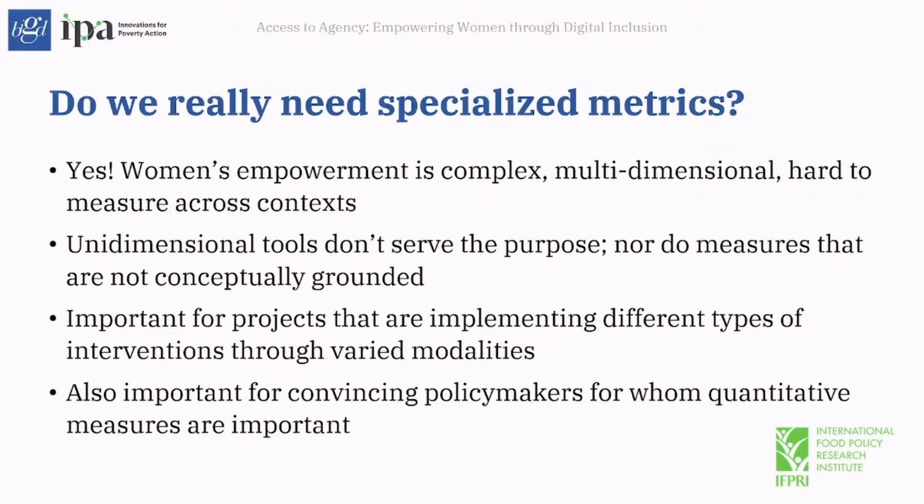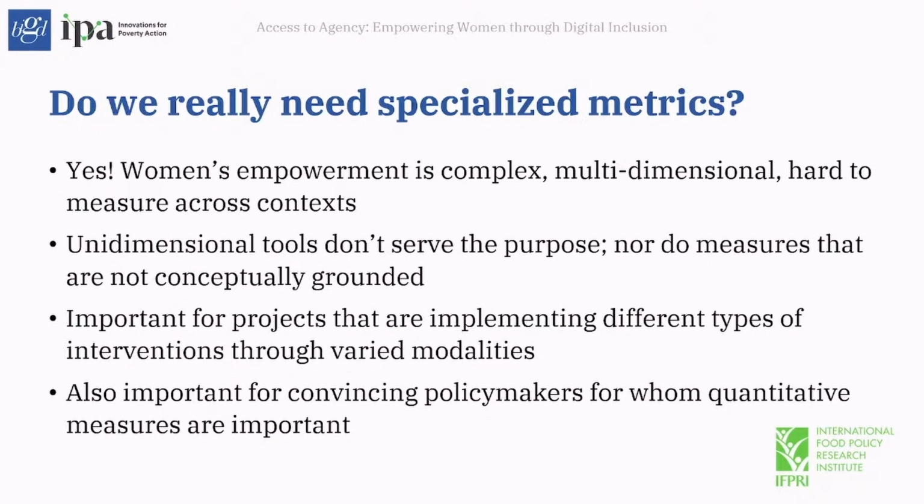And lastly, we all know that one of the ways to influence or drive policy is to put hard numbers behind it, even though we also recognize strongly the value of qualitative work. And so it's important to have metrics to be able to measure these targets, because that's helpful in convincing policymakers who like to have hard numbers behind policy decisions.